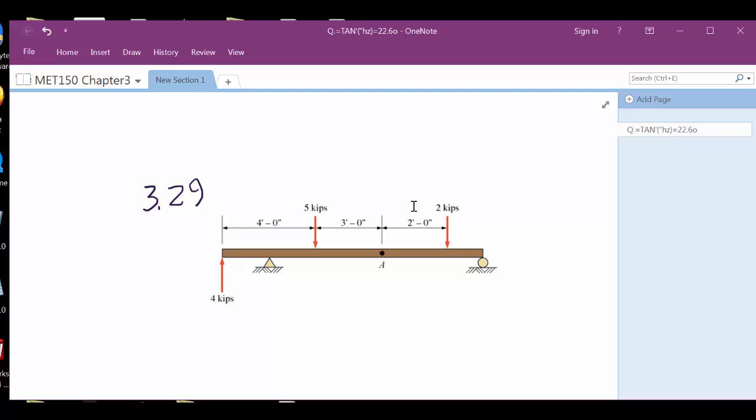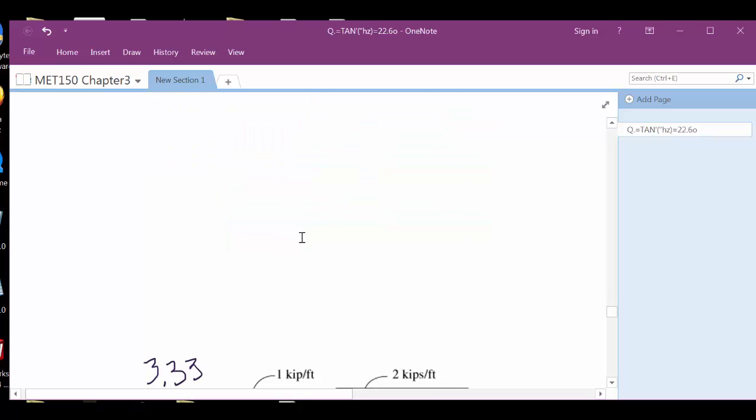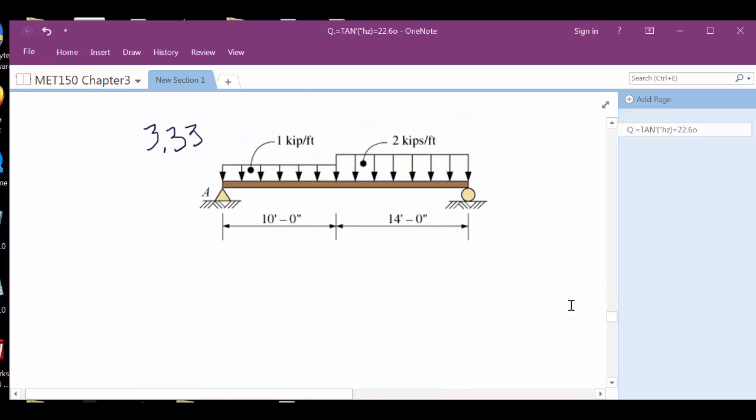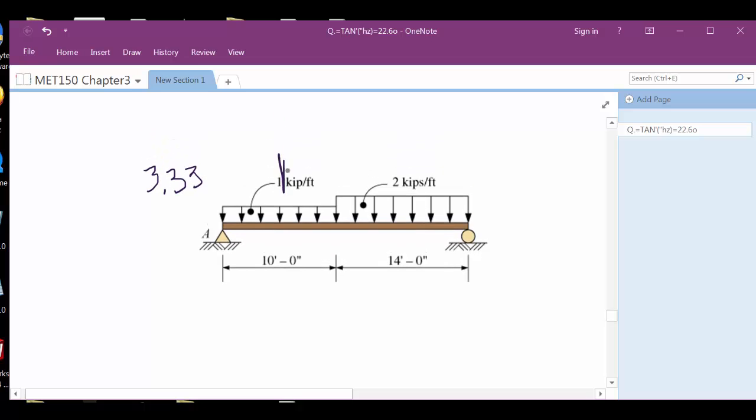Okay, now let's see. On 33, what are we doing there? The only difference here is instead of having this 1 kip per foot, we're going to have... Are we not doing the rest of 29? No, I did it.